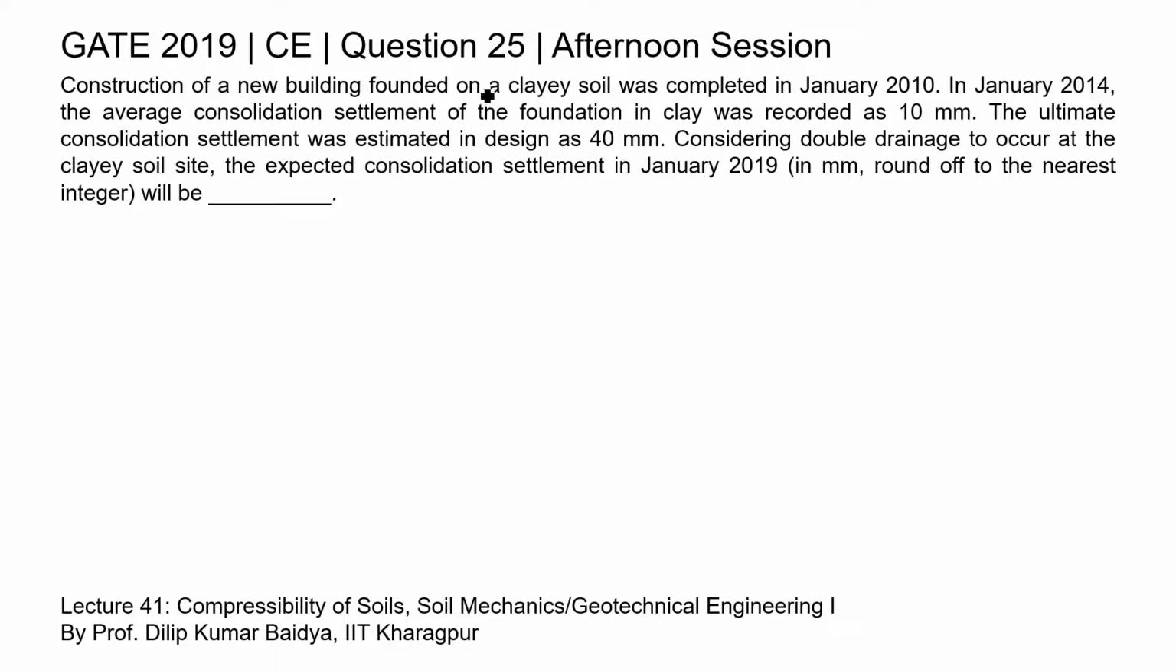So, in this question, a construction of new building is founded on a clay soil and the construction was completed in January 2010. In January 2014, that is after 4 years, it was found that consolidation settlement was 10 mm. And the ultimate consolidation settlement was already estimated in design as 40 mm. Now, we need to find the expected consolidation settlement in January 2019, that is 9 years after the construction.